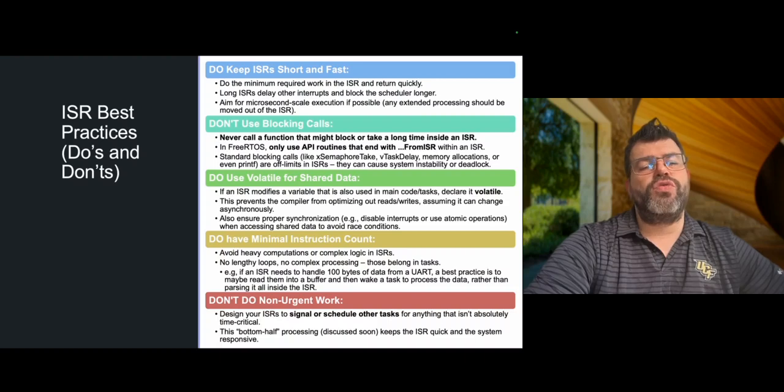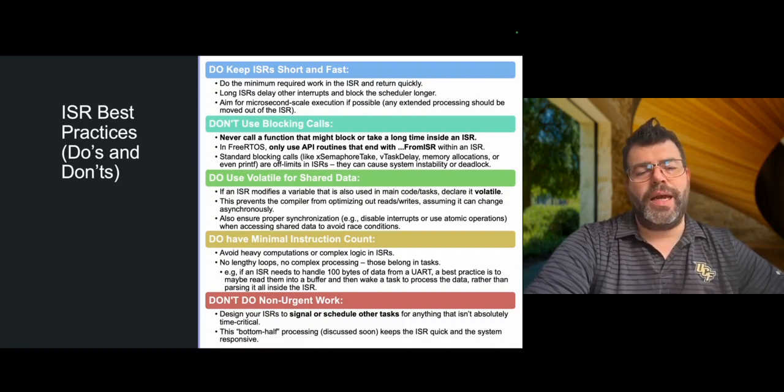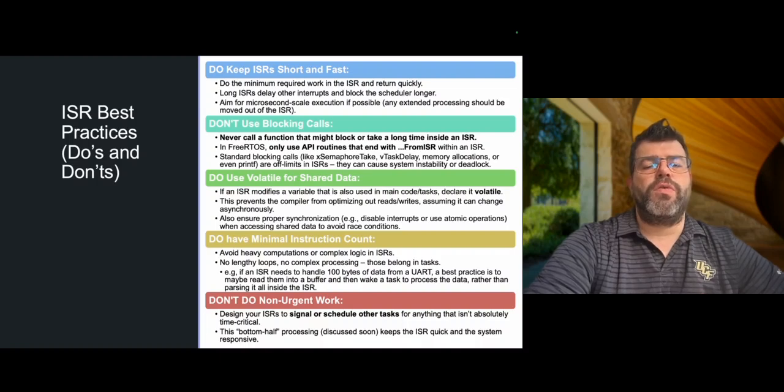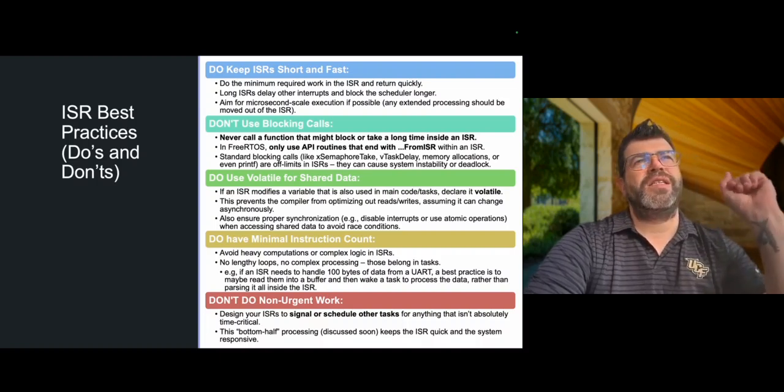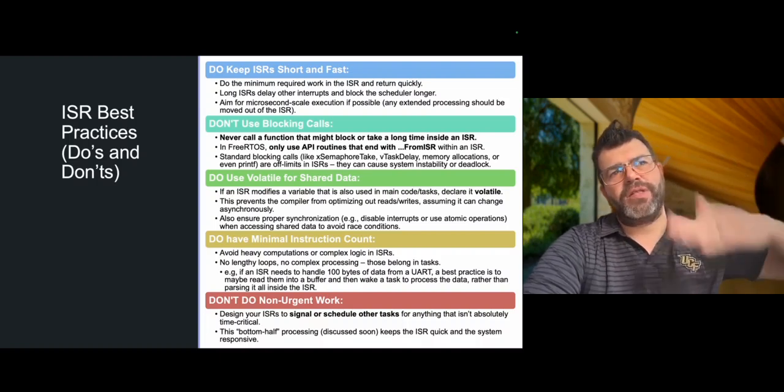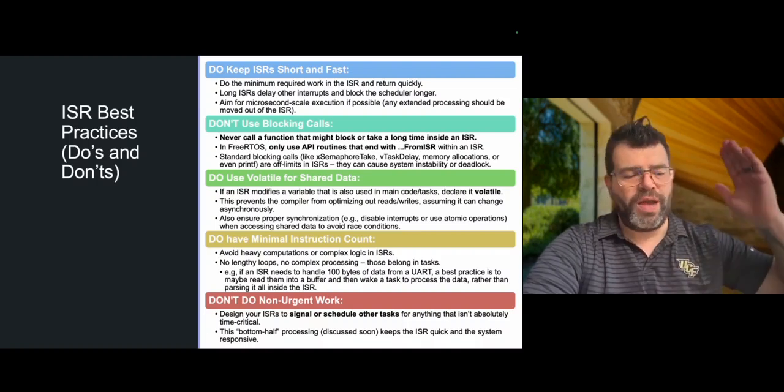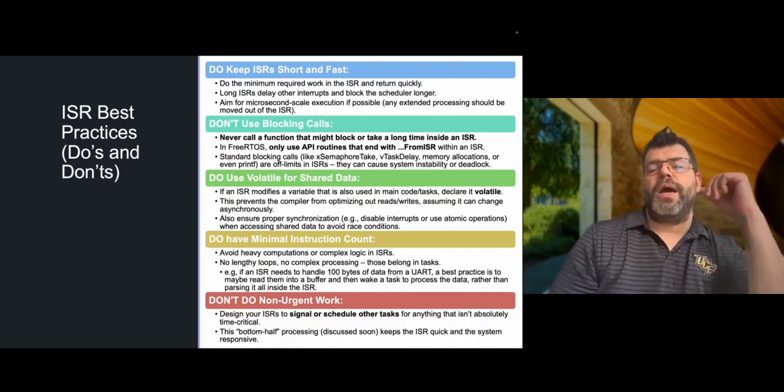All right, don't do non-urgent work, right? Your ISR can signal or schedule other tasks for anything that isn't absolutely time critical. So bottom half processing is key. Basically that means the ISR gets in, gets out, and sends everything else down the road for heavy processing later.